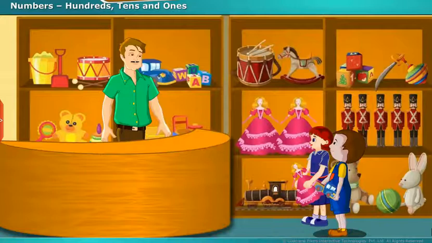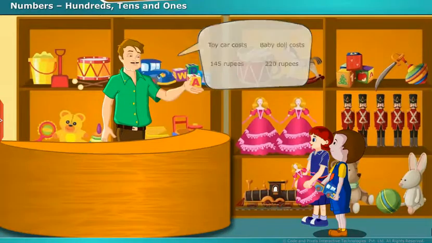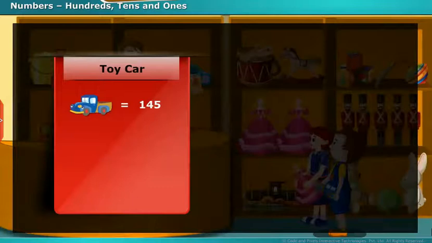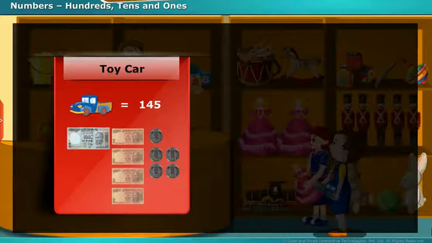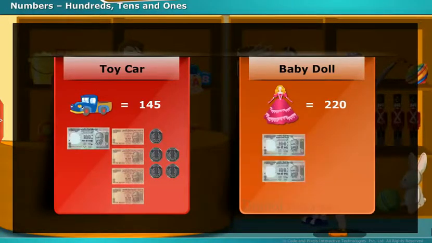Now, the shopkeeper said that the cost of a toy car is 145 rupees and the baby doll costs 220 rupees. So, for a toy car they have to pay a 100 rupee note, 4 10 rupee notes and 5 1 rupee coins. Also, for a baby doll, they have to pay 2 100 rupee notes and 2 10 rupee notes. Therefore, we can say that in the number 145, we have 1 hundred, 4 tens and 5 ones. In the number 220, we have 2 hundreds and 2 tens.